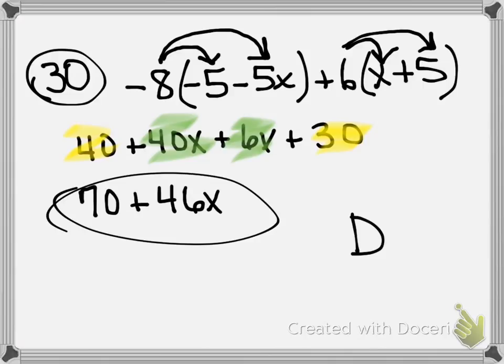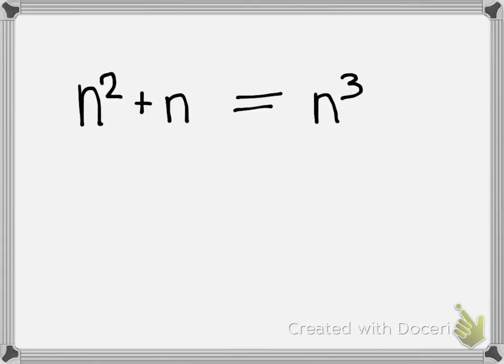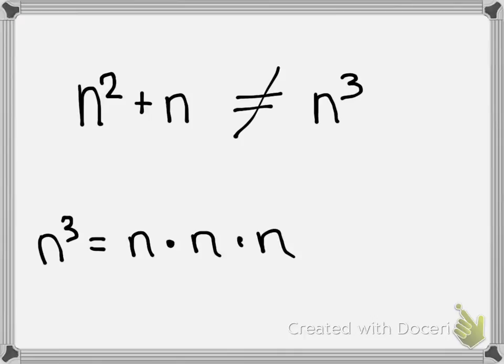You're looking for like terms. One example that people will do is they'll have something like that, and they will say, oh, that's n cubed. No, no, no, that does not equal n cubed. Remember, n cubed is n times n times n. Those are not nearly the same things.